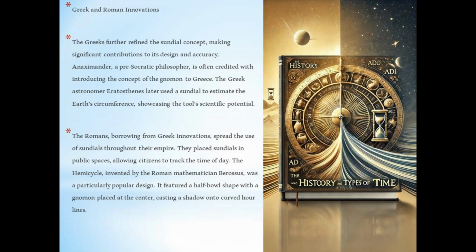The Romans, borrowing from Greek innovations, spread the use of sundials throughout their empire. They placed sundials in public spaces, allowing citizens to track the time of day. The hemicycle, invented by the Roman mathematician Berosus, was a particularly popular design. It featured a half-bowl shape with a gnomon placed at the center, casting a shadow onto curved hour lines.